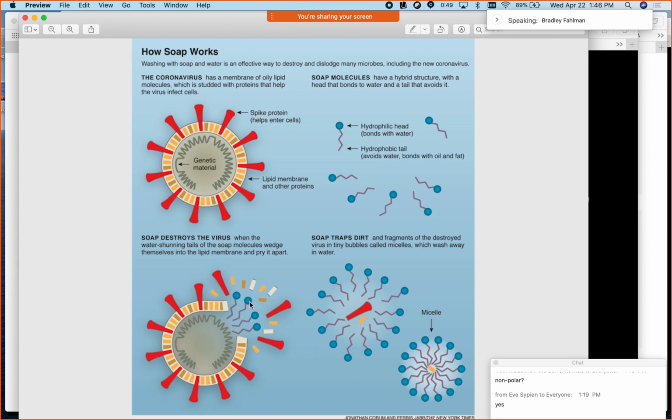And now these balls, which are the polar part, will take all of this and sort of surround it like this. We call it a micelle, where you've got all the nonpolar chains that go around the leftovers of the coronavirus. Then this is washed down the drain, because this is now soluble in water. That's how soap not only wraps around the coronavirus and removes it from your hand, it actually destroys the structure of it.